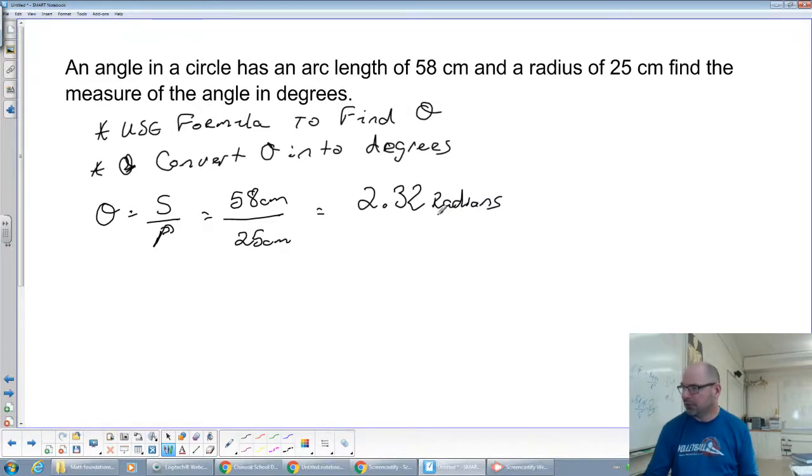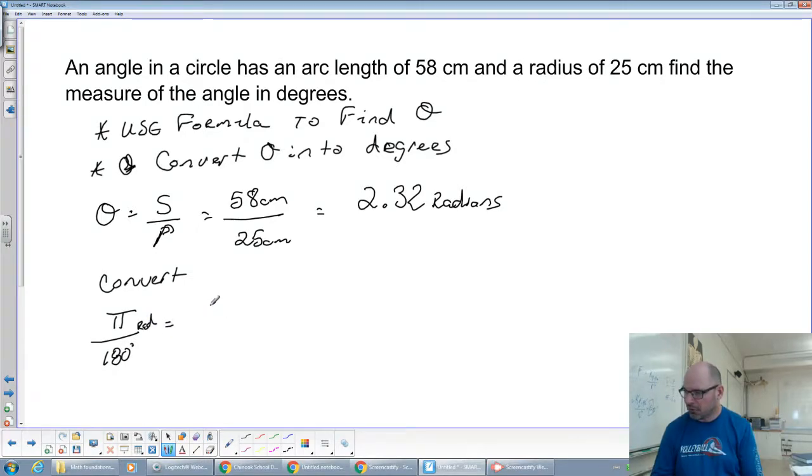Now you can choose which way you want to go. You can use the 57.3 degrees per radian. And since we're converting into degrees, we're going to have way more degrees than radians, so we know it's going to be multiplication. Or we can do a ratio. So let's convert.